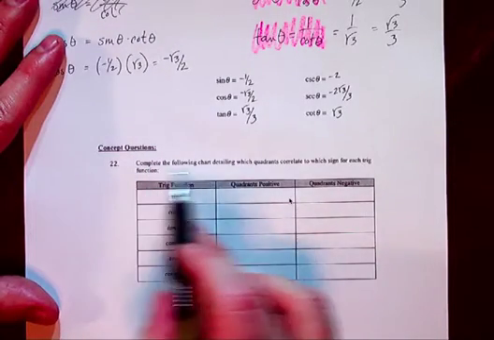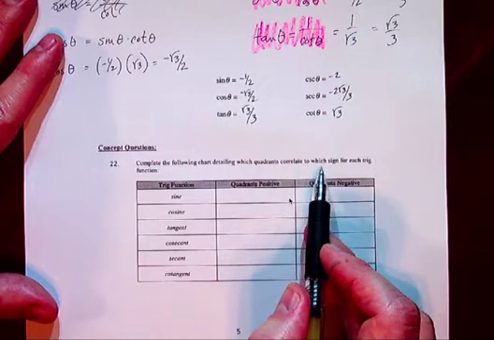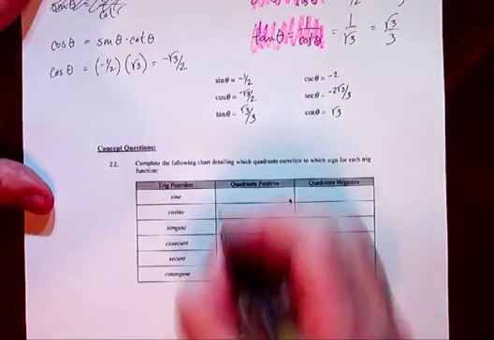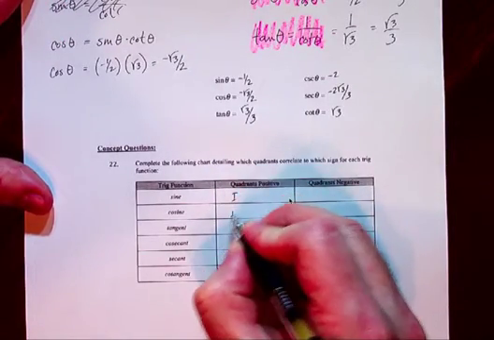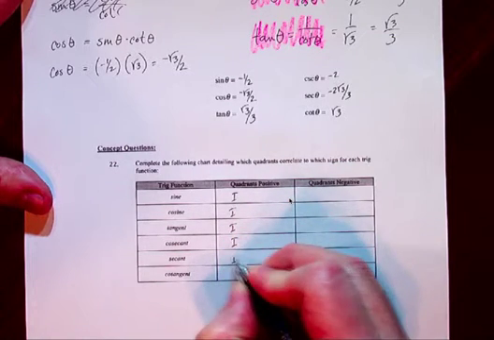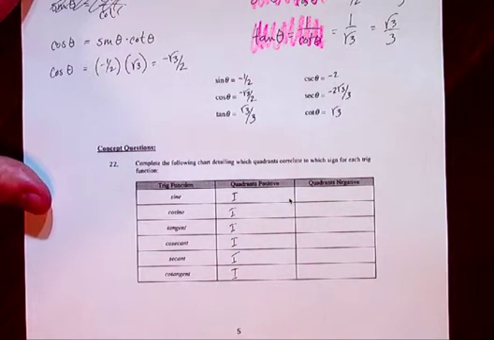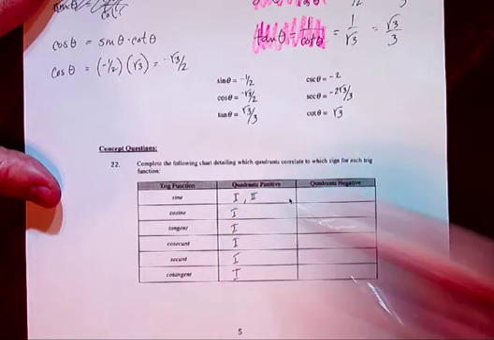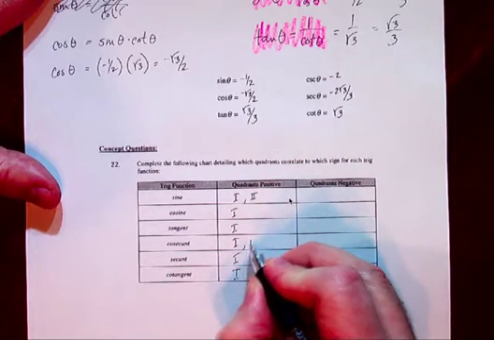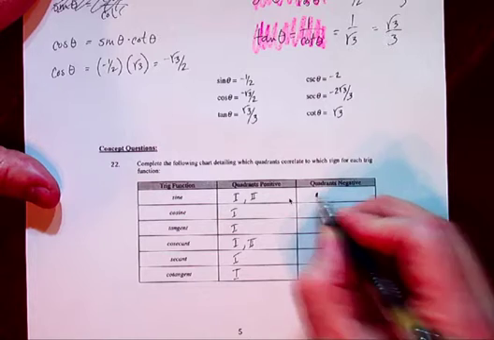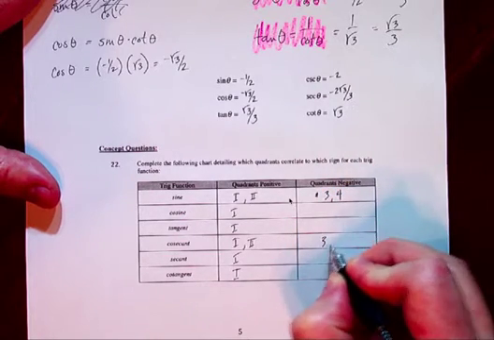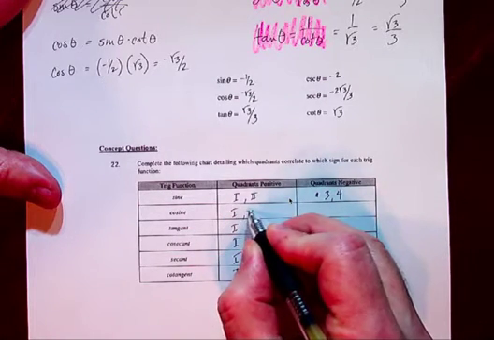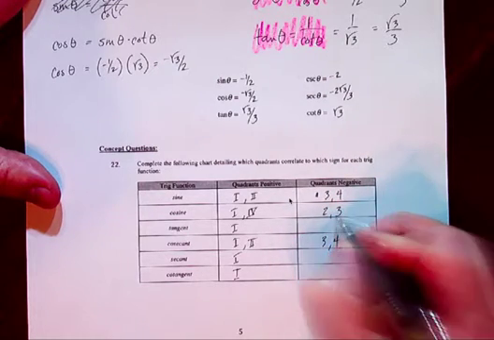It says, complete the following chart detailing which quadrants correlate to which sign for each trig function. Now, we know that all of these are positive in the first quadrant. You don't have to put Roman numerals, I'm just used to doing it that way. Sine is also positive in the second quadrant, and therefore so is cosecant. Using Arabic numerals, cosine is positive in the first and the fourth, and so the second and the third are negative.